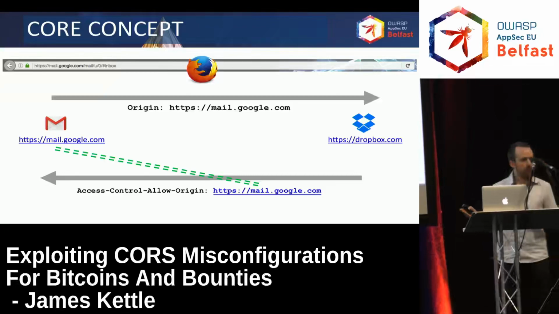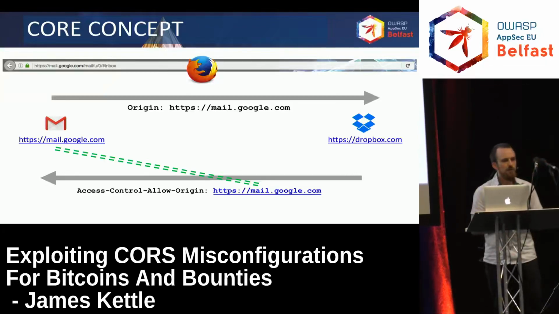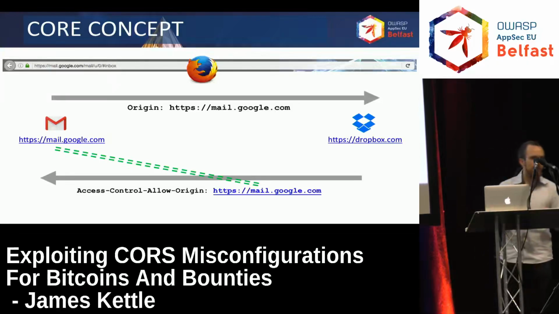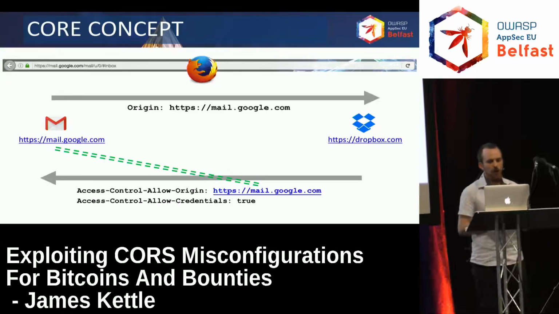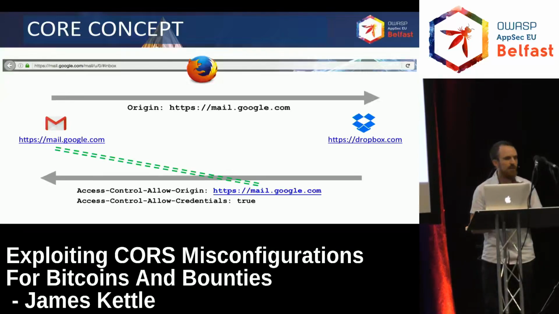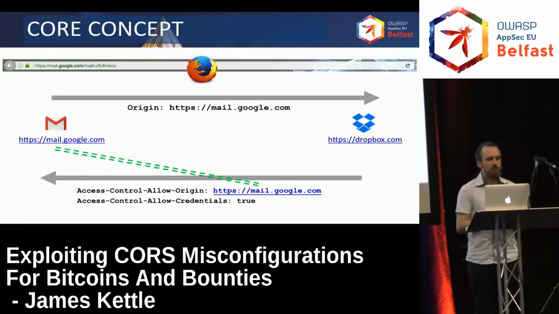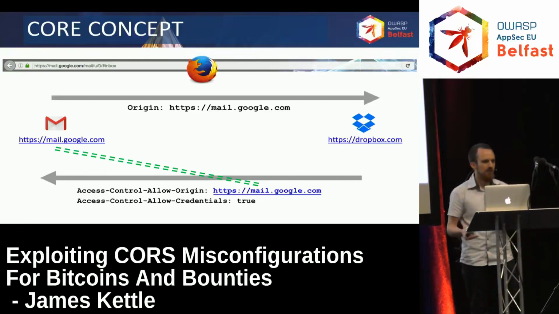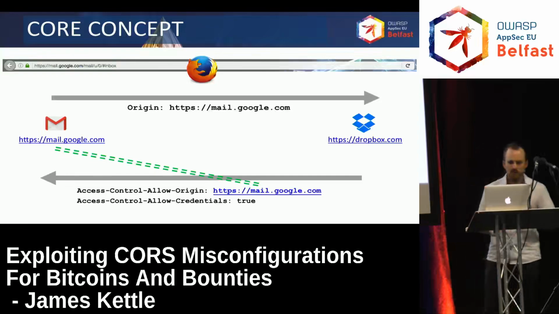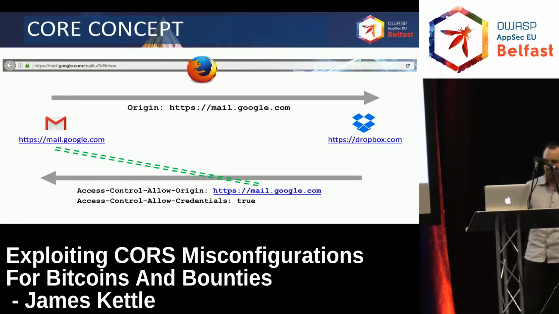Now, by itself, that header only gives access to users' public files on Dropbox. If Dropbox wanted to let Gmail embed users' private files, they would have to add this additional header, which is called allow credentials, and set it to true. That means that the web browser will send the user's cookies when it fetches this file, and so private files can be accessed too. So that's the core concept of CORS. That's all a hacker really needs to know about the basics of how it works.